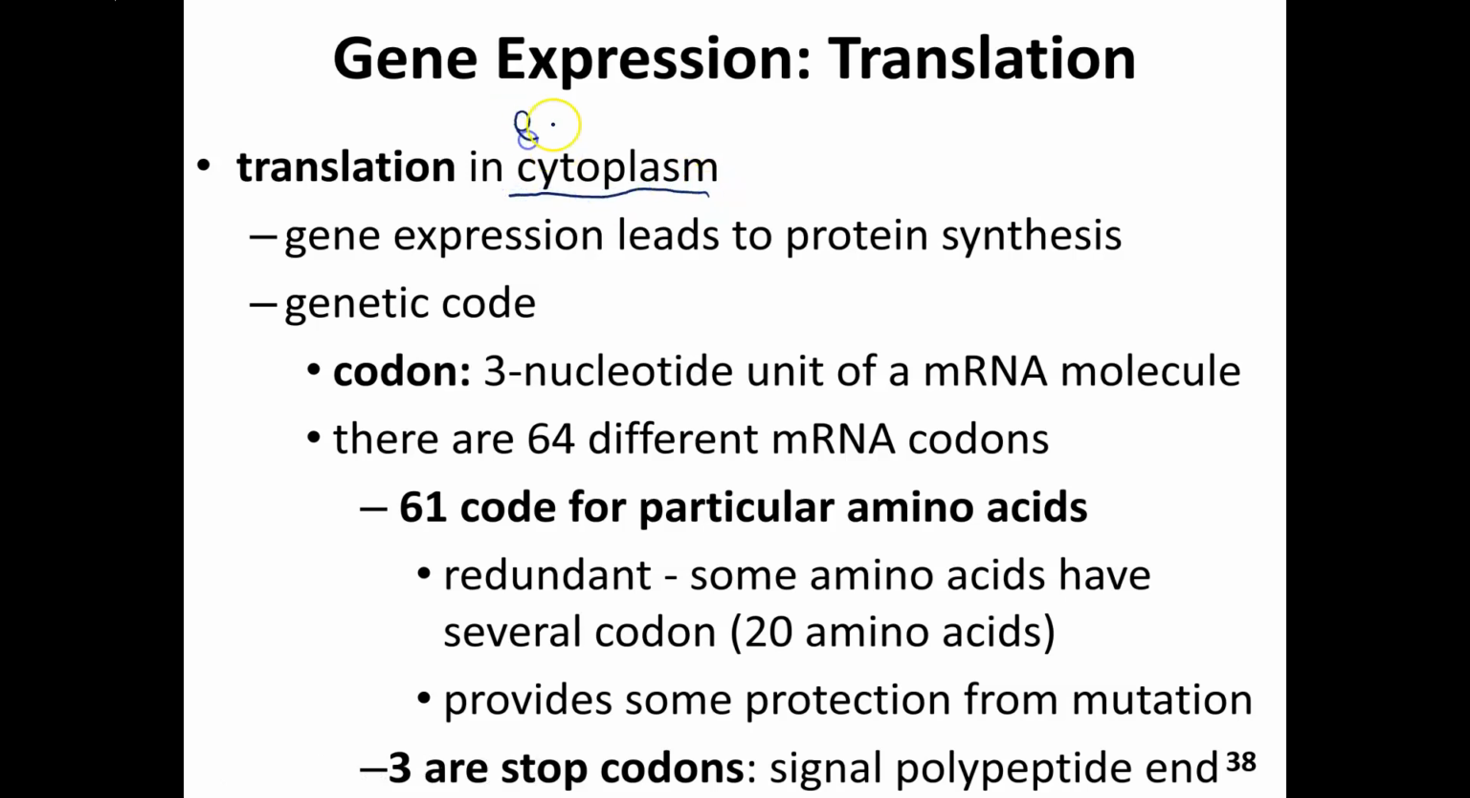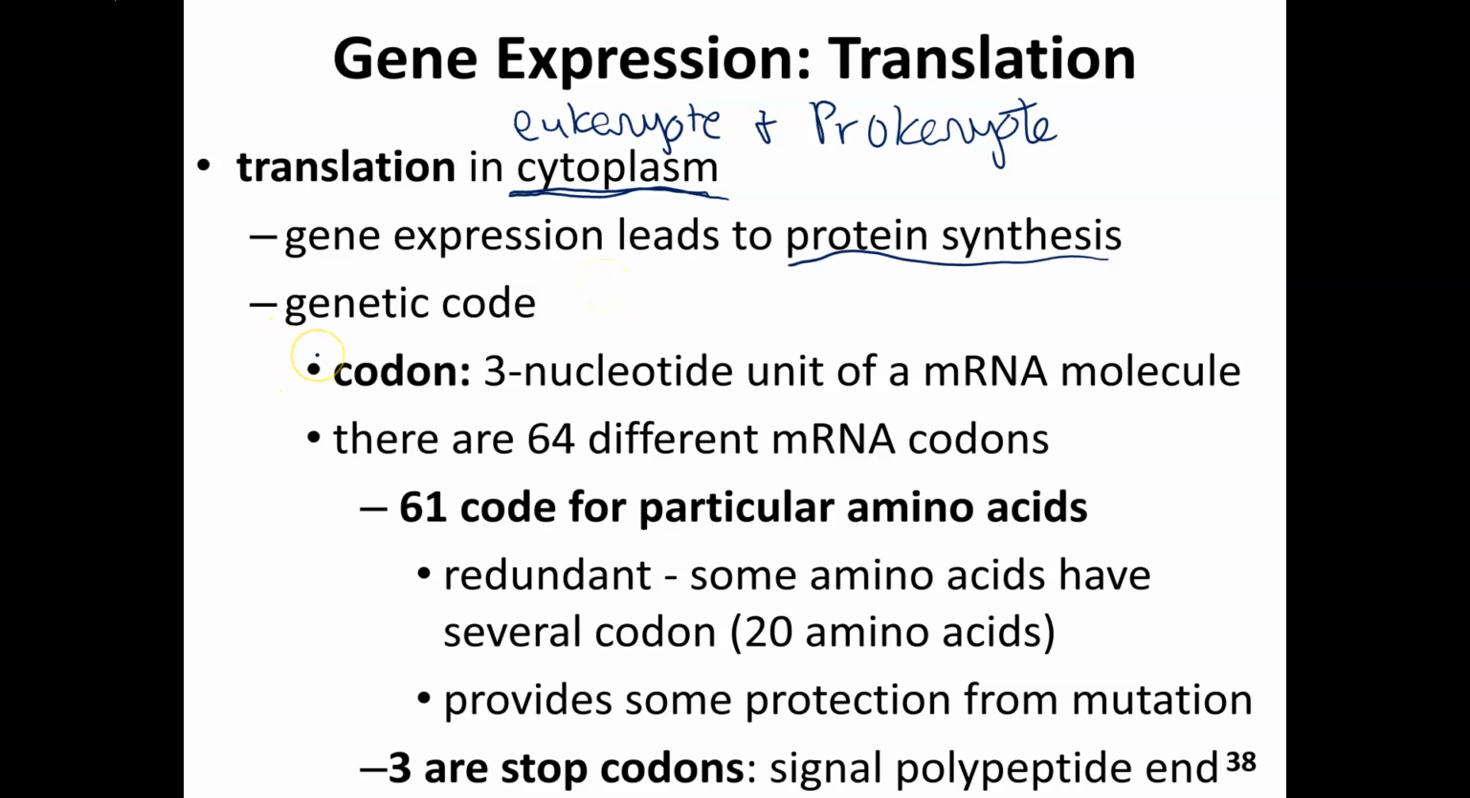So I'm going to write eukaryote. But also in prokaryotes, it occurs in the cytoplasm. So in both cases, translation is always going to occur in the cytoplasm, okay? And translation leads to the production of a protein. So we're going to produce a protein. Protein synthesis is another name for translation.